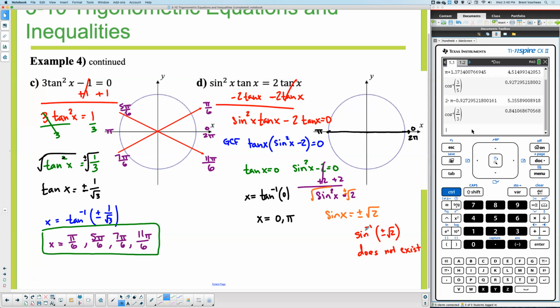For sine inverse, the domain is all values between -1 and 1. So this does not exist. There are no other answers. These should be my only 2 answers on this particular problem. And we could go graph this just to check it out.